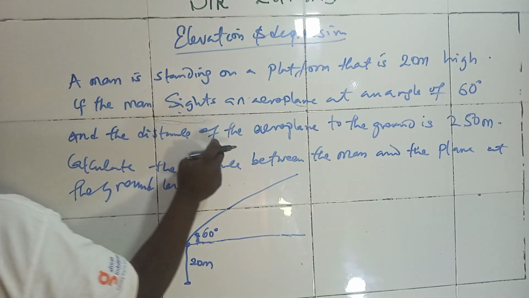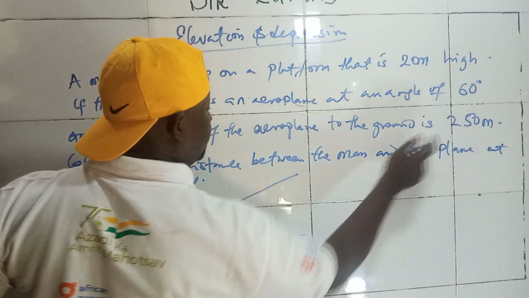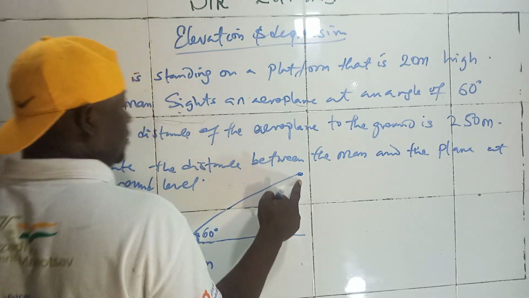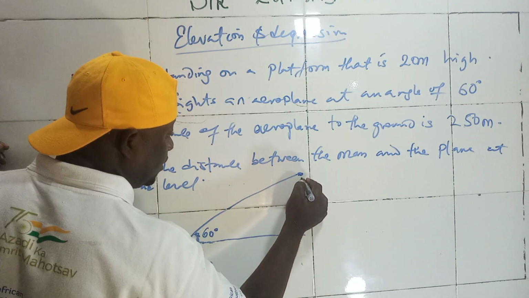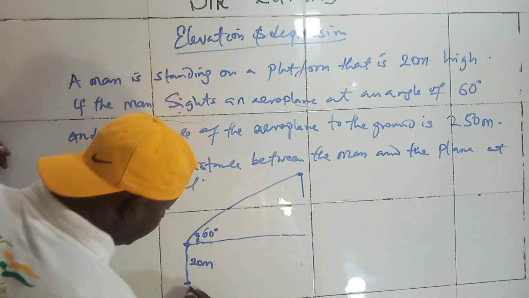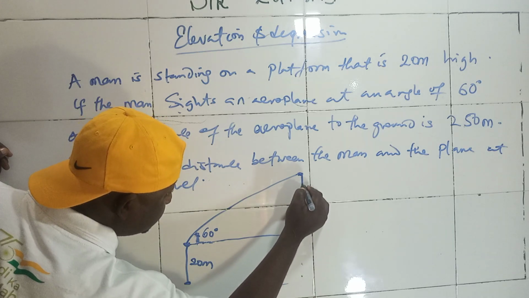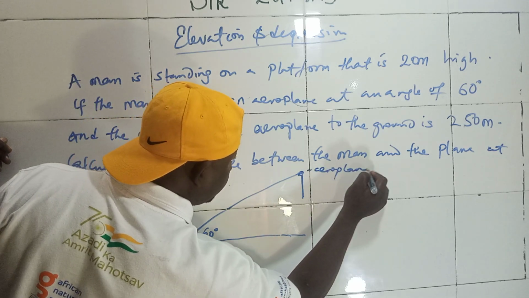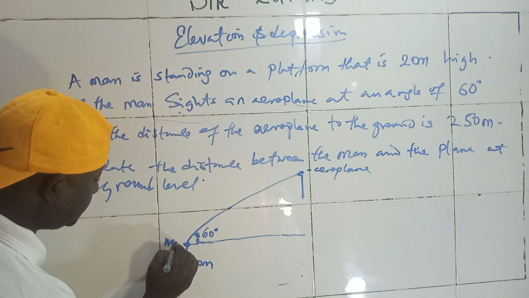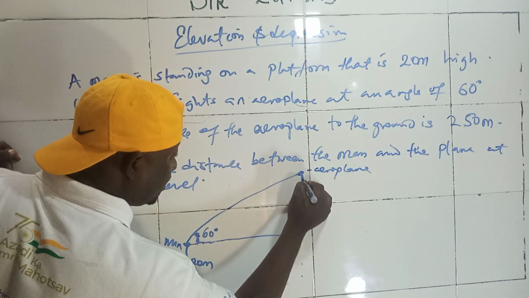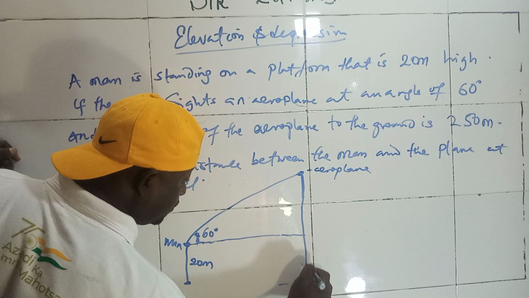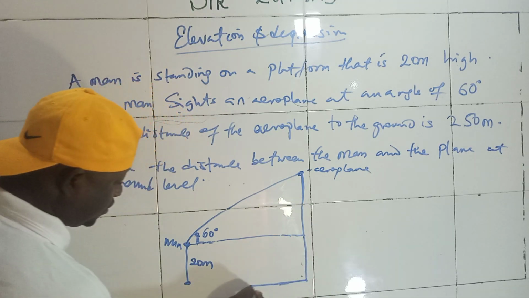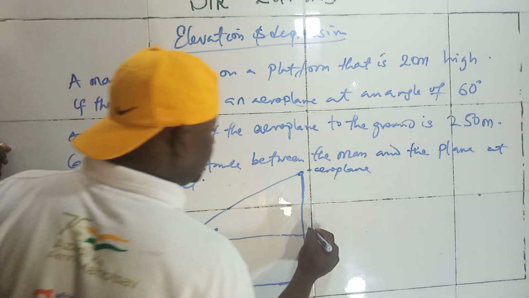and the distance of the aeroplane to the ground is 250 meters. This is the plane. So this is now the ground. This is the distance of the aeroplane. This is the aeroplane. This is the man. So the distance of this aeroplane to the ground level, not to the platform, to the ground level, is what? 250 meters.